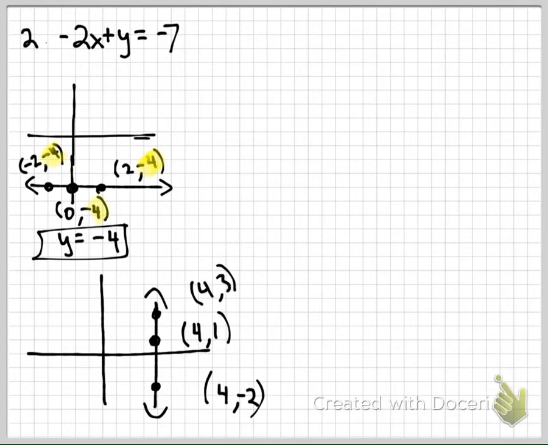Now if we notice from this, our commonality is all in our x's. Our x's are all equal to 4. So here our equation is going to be x is equal to 4, because no matter what value you plug in for your y, your x will always, always, always be 4.